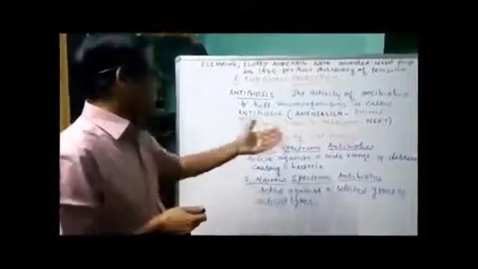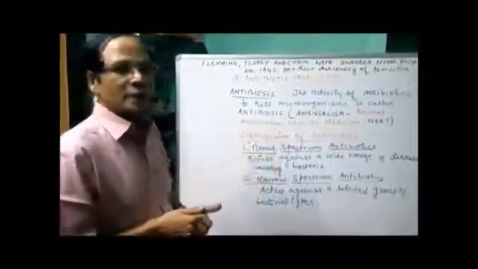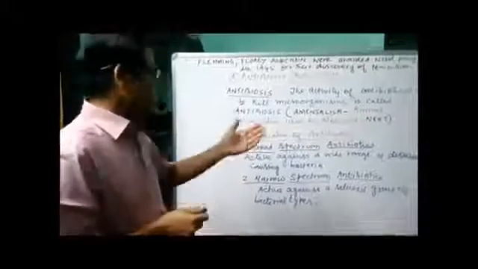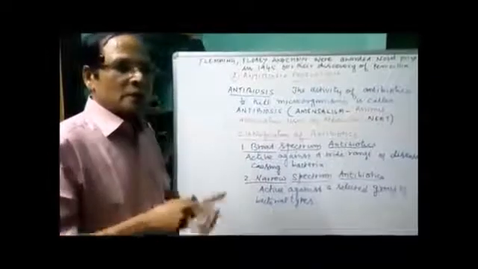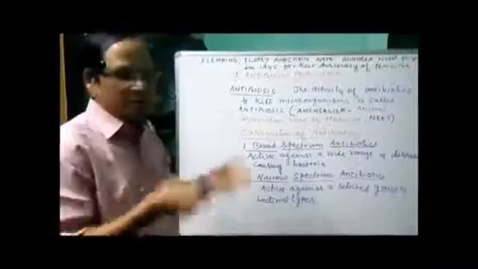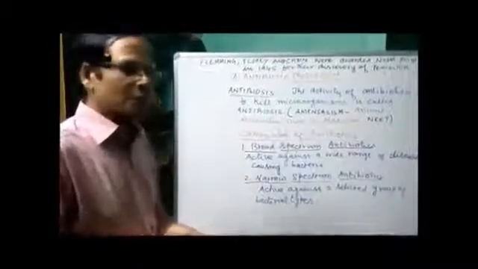There is a classification of antibiotics. One, broad spectrum antibiotics. Another one, narrow spectrum antibiotics. So, what are broad spectrum antibiotics? These antibiotics are active against a wide range of disease-causing pathogenic bacteria. They have the ability to attack major types of disease-causing bacteria.